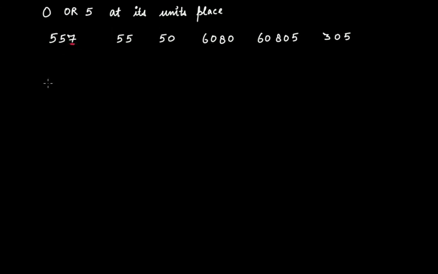So 557 has 7 at its units place. This number has 5 at its units place. This number has 0 at its units place. This number has 0 at its units place. This number has 5 at its units place, and this number has 5 at its units place. So out of these 6 numbers, 5 numbers satisfy our condition that they should have 0 or 5 at the units place. But in the case of 557, it has 7, so it will not be divisible by 5.